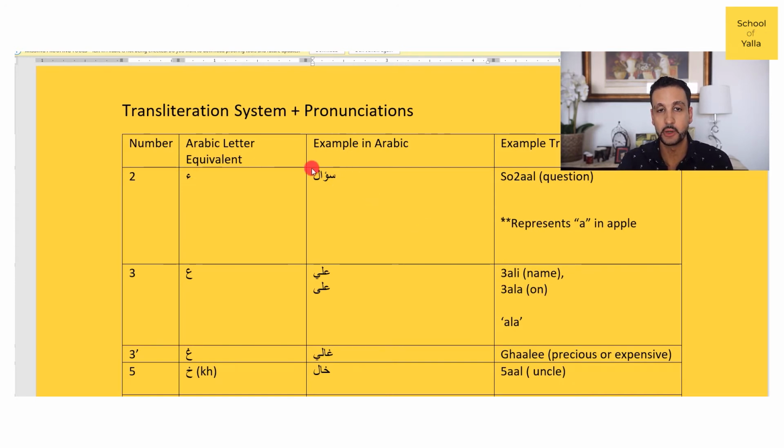A word like su'al, which means question. I'm not saying su'al, I'm saying su'al. This is represented by the stoppage here. So this is why I kind of need this, because otherwise if I just have an A, readers are just going to read it as su'al, right? The 2 gives me that indication that stop, su'al.